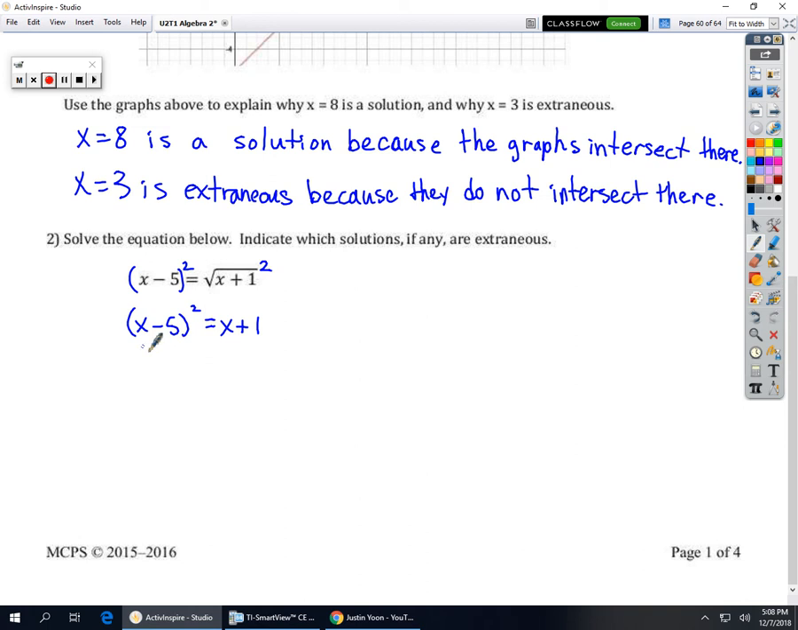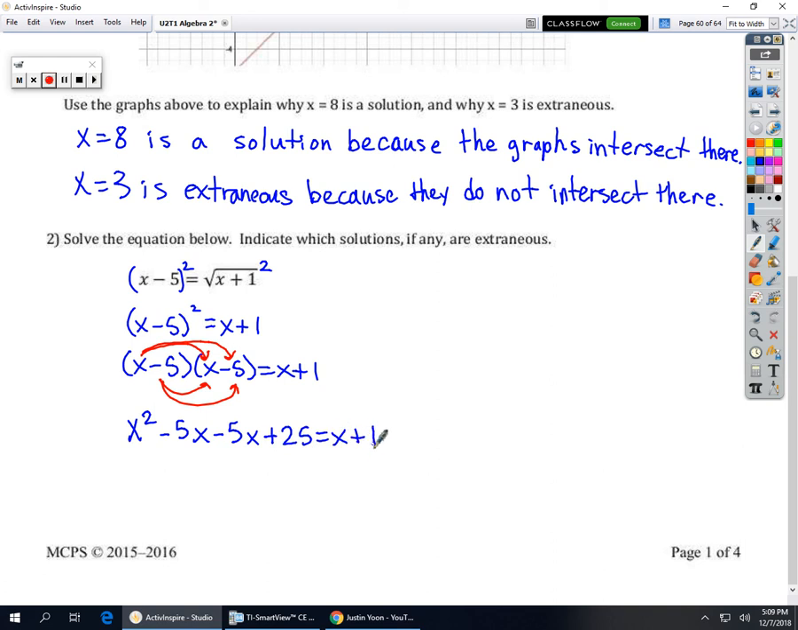If I have (x minus 5) squared, that means I got 2 of them. So let's write them out twice. And we've got to do the distributive property. So we're going to distribute it. All right, so let's write out what happens here. So x times x is x squared. X times negative 5 is negative 5x. Negative 5 times x is another negative 5x. Negative 5 times negative 5 is positive 25, which equals x plus 1.